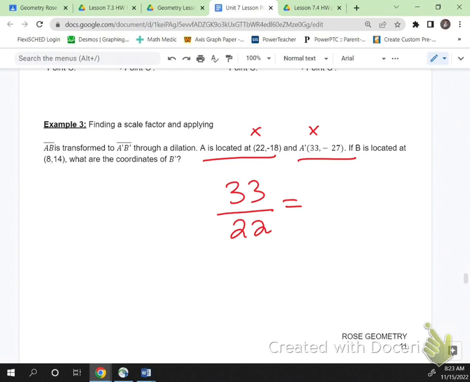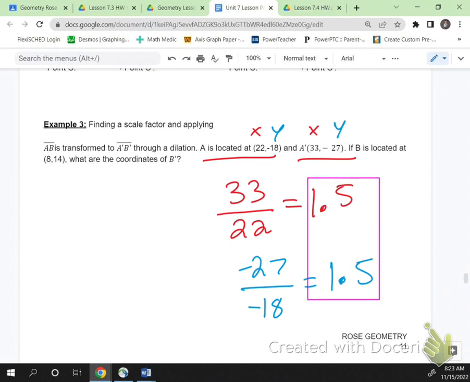So you've got your calculators out. Do 33 divided by 22. 1.5. Let's confirm the scale factor. So now let's do the y's. I'm going to take my A prime y value and divide it by my A y value. Do negative 27 divided by negative 18. Do we also get 1.5? Check it in your calculator. So we have a scale factor of 1.5.